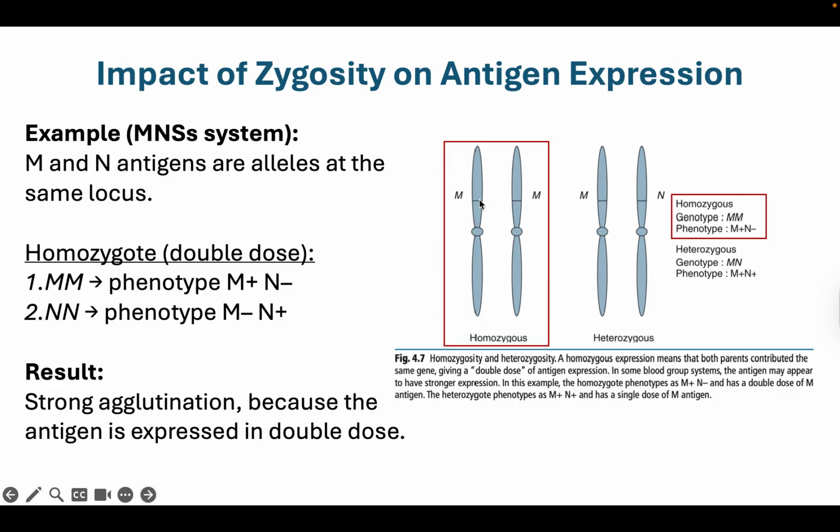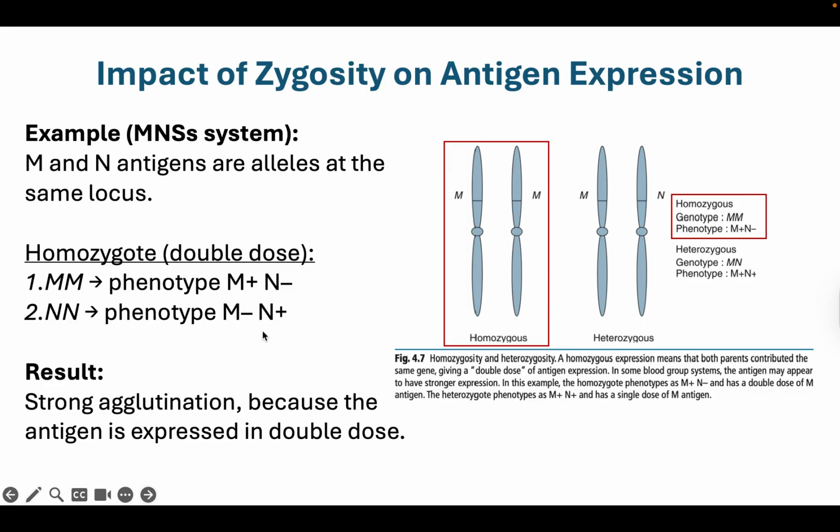So in one allele I have M, and at the second allele I have M. So in this case I have a homozygous genotype. That means they can encode the M antigen, which means I have dense M antigen on the red blood cell. The same if, instead of M, I have N on one allele and N on the second allele. They will encode the N antigen. So I have the background, the genotype here, M or N.